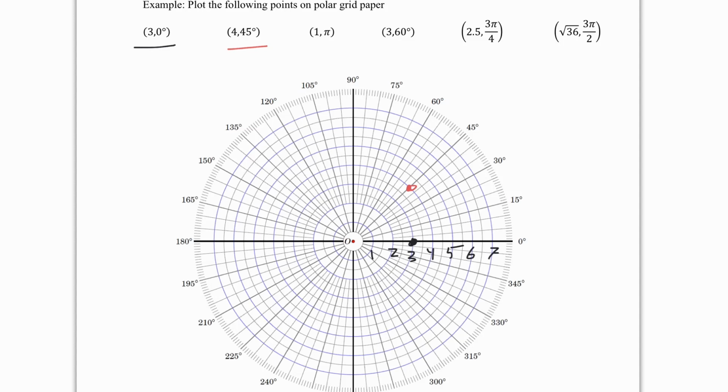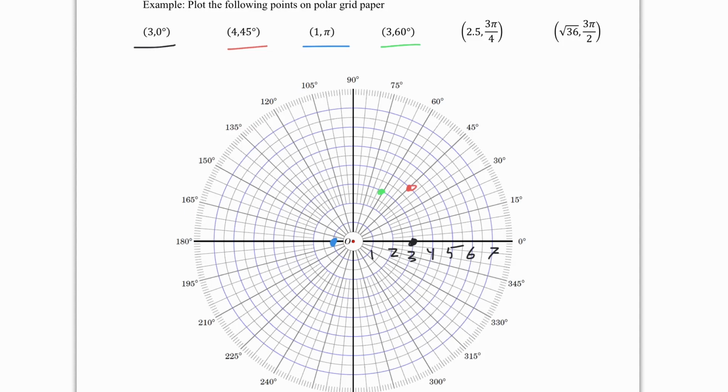All right, let's do the next one. 1 and pi. Well, 1 is right here, and then we swing all the way around to pi, which is all the way on the other side. So that will be right here. 3 and 60. We'll go to 3 this time, same as before, and we swing on up to 60 right there.